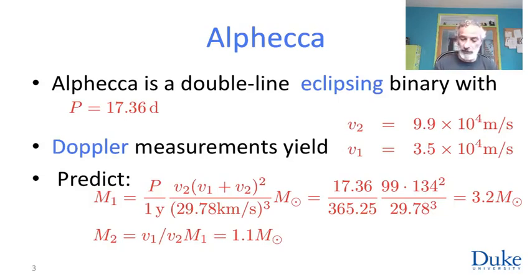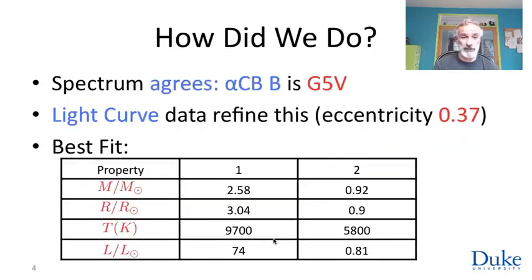Doppler measurements give me the radial velocities of the two stars, and I give here the speeds as we measure them. I plug into our formula for the masses of the two members of the binary. Of course, this was our formula for M1. Replacing every 1 here with a 2, I get the formula for M2, and I predict that Alphecca is a pair of stars, one with a mass 3 times the solar mass, one with a mass approximately a solar mass. I can compare this with my spectral measurements, since it's a double-line binary.